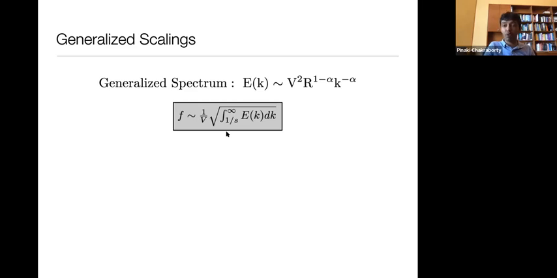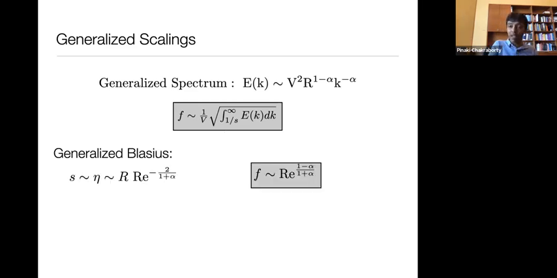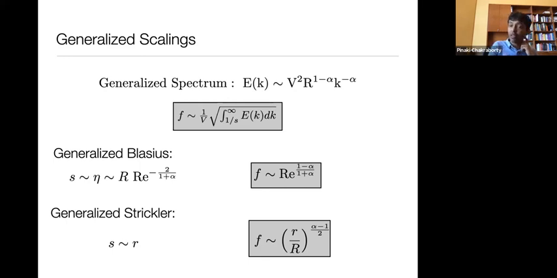Well, it's very straightforward to follow the analysis that I've described so far, and then get a generalized Blasius scaling for the smooth limit of friction, and a generalized scaling for the rough limit of friction. In this generalized scaling, friction scales as Reynolds number to the power of an exponent that is solely determined by the spectral exponent alpha. When alpha is 5/3, this is the classical Blasius exponent of -1/4. Likewise, for the rough scaling, the generalized Strickler, friction depends solely on roughness to the power of an exponent that is determined only by alpha. When alpha is 5/3, this exponent is 1/3, the classical Strickler exponent. But if alpha were different from 5/3, we are going to have new scaling laws for the smooth scaling and the rough scaling.